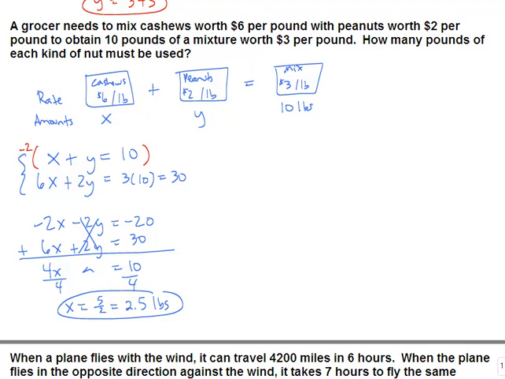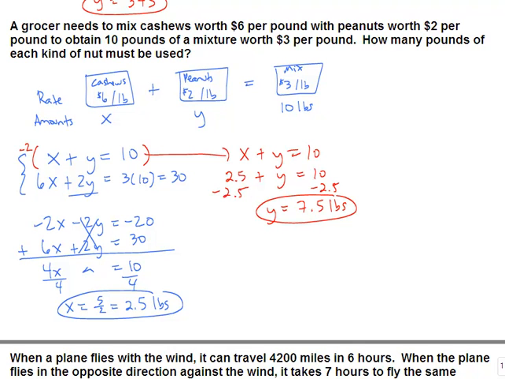Once we know x, we should be able to find y by going back to the original two equations, picking the one that looks easiest to work with, which I think is this top one, and we're going to recopy it and substitute in 2.5 for x. And if I subtract 2.5 to the other side, then that tells me that y is going to be 7.5. And remember, y is the amount or the pounds of peanuts, so the units on this would also be pounds.